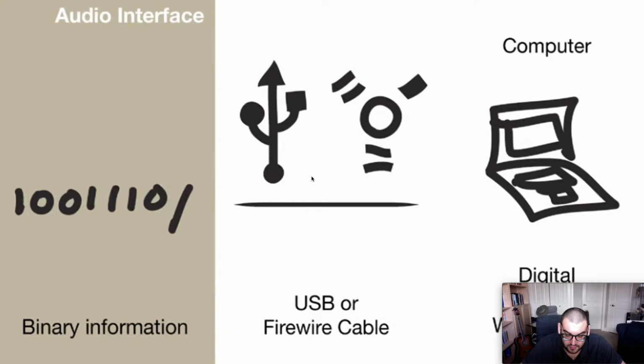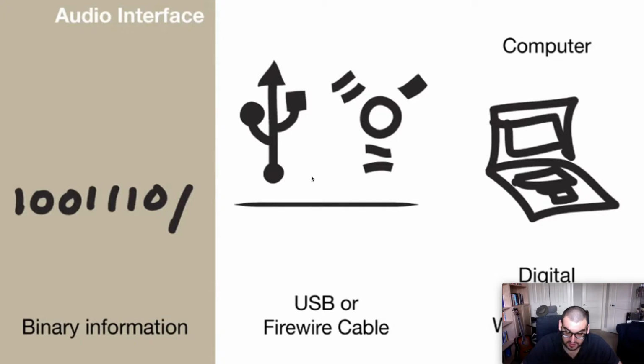That digital signal, which is a stream of ones and zeros at this point, continues on to your computer and into your DAW, or digital audio workstation. Once in the DAW, the sound is then manipulated in a variety of ways and is mixed with all the other tracks.